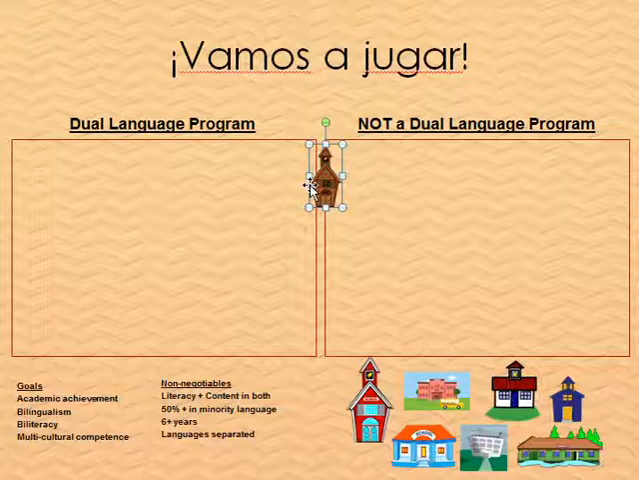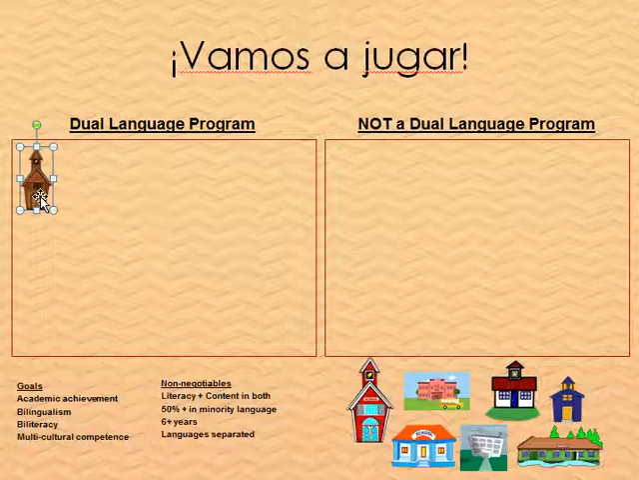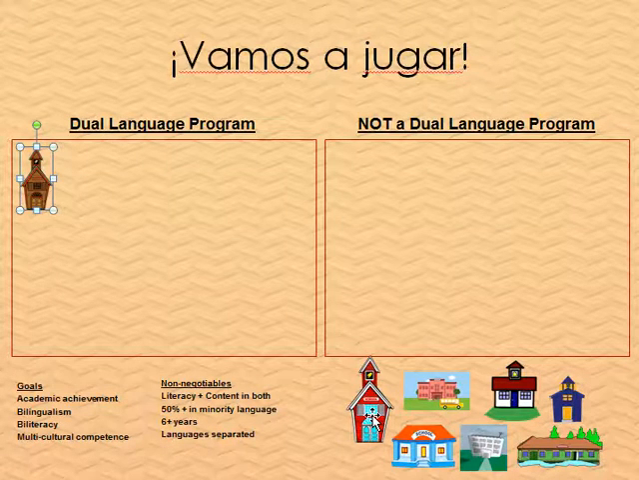To me, I heard a lot of the non-negotiables in place. Not necessarily the goals, but usually when we find all those non-negotiables, the literacy and content, the 50% in minority language in the 6 years, and the languages are separated because they talk about 2 different teachers, that indicates that this is a dual language program. This is a dual language program in Santa Fe, New Mexico. Next program.